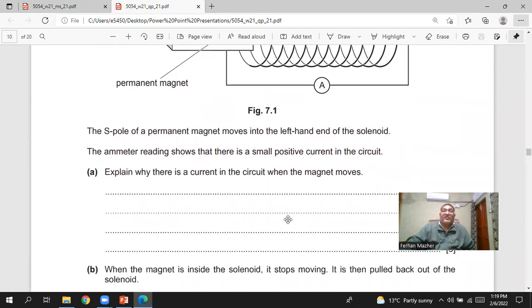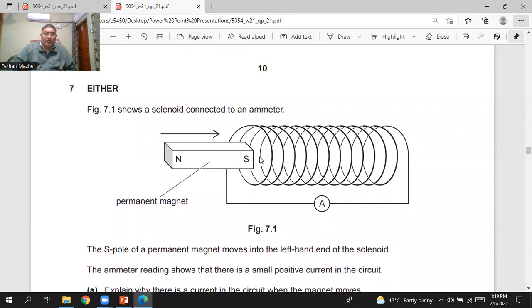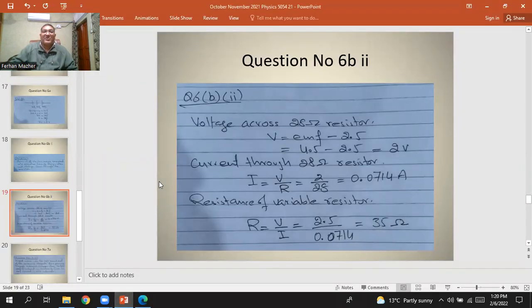It's a 3 marks question, very famous question. When this magnet is going towards the right side, the magnet has its magnetic flux. So when it's moving, its magnetic flux is passing through that solenoid, that coil, and the magnetic flux passing through the solenoid is changing. When the magnetic flux passing through the coil changes, an EMF is induced in it, and so a current is induced, and that's why the ammeter shows a deflection. So this is a 3 marks question, and it's a very famous question.